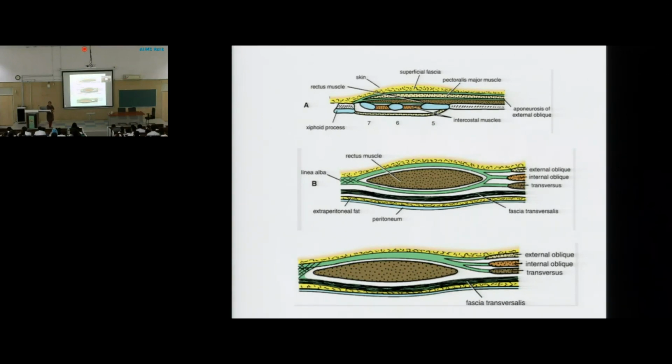Okay? Will you correlate? Why are costal cartilages different above the costal margin in the rectus sheath, and why not below it? Yes? Yes?